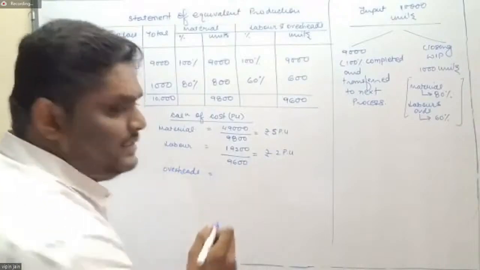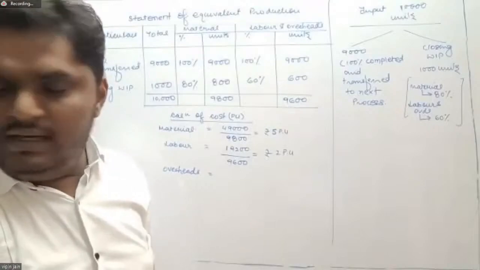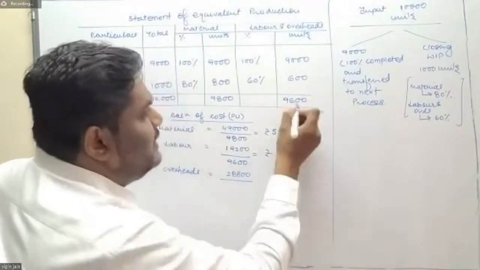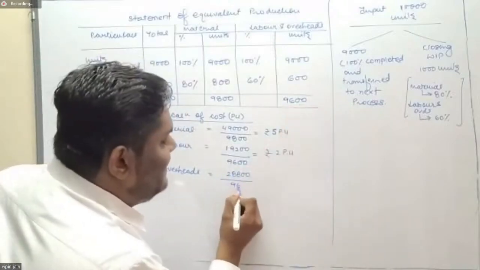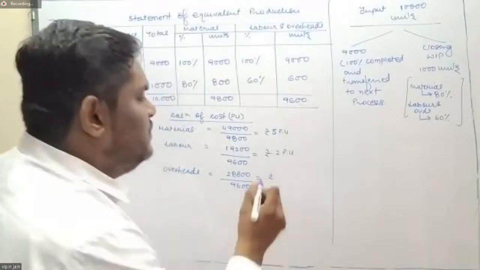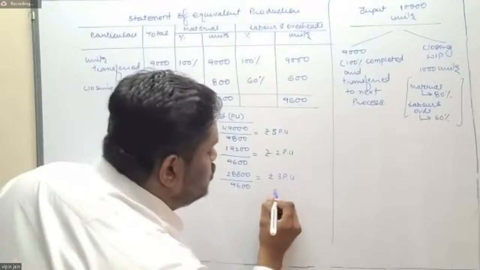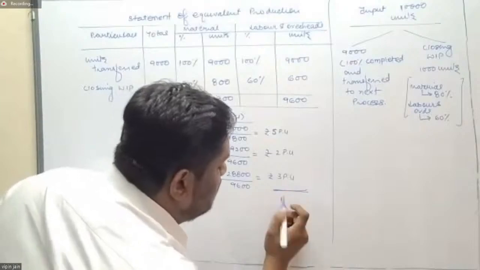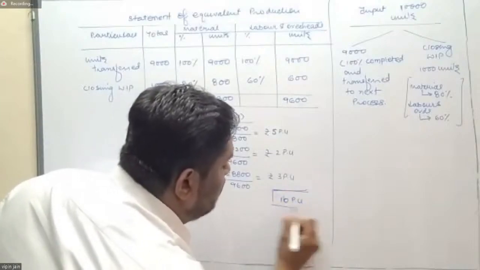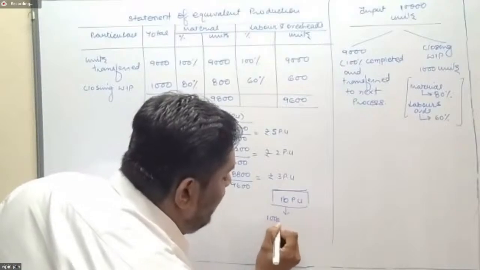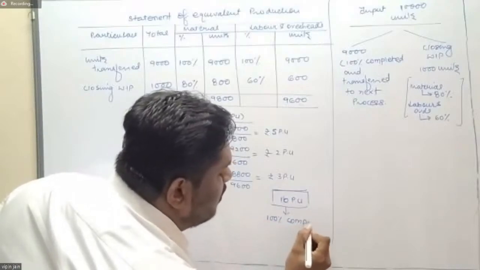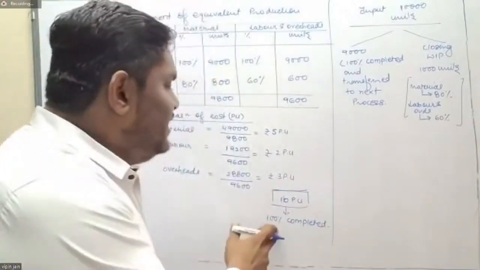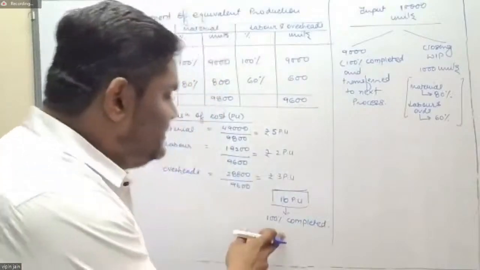When talking about overheads, the total cost that is incurred is 28,800 divided by the equivalent number of units in case of overhead, which is the same, that is 9,600. So this will be rupees 3 per unit. So the total cost will be rupees 10 per unit for the units which are 100% completed. So the cost of units which are 100% completed is rupees 10 per unit.